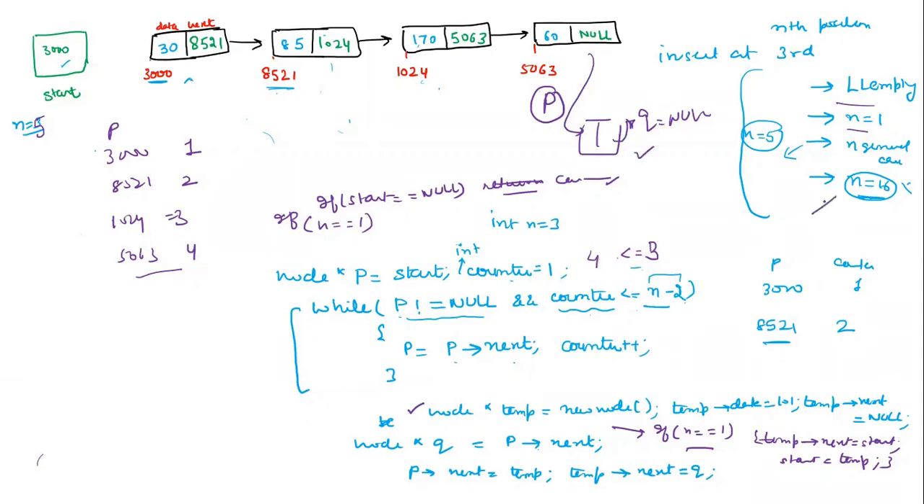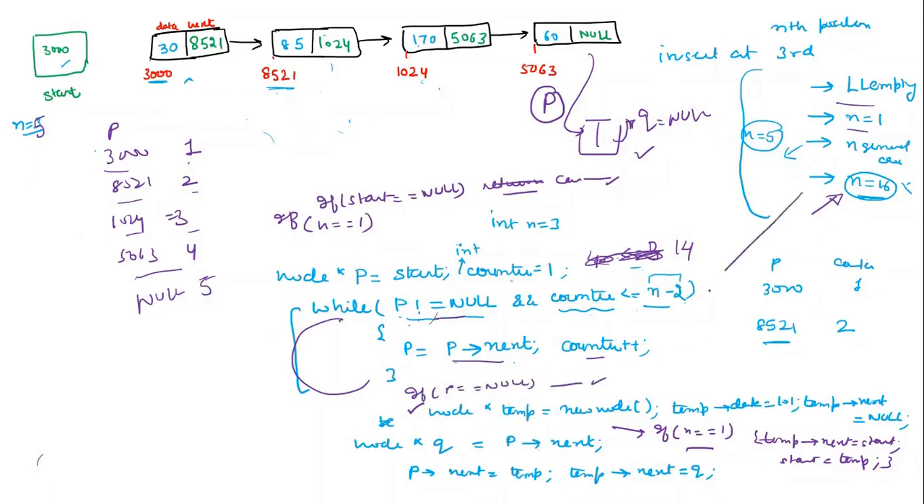Last thing is, if I want to perform insertion in a list of 5 nodes at the 16th position, then your counter, talking about this example, n is 16, 16 minus 2 is 14. So first 3000, p counter 1, then 8521 counter 2, 1024 counter 3, 5063 counter 4. After that p becomes null. p is equal to p's next, counter plus plus, counter became 5, went up, and p is now null, so it came out because of null. So here you will have to embed the check: if p is equal to null, insertion is not possible. That means your n is not a valid one in that case, right? So these are your checks.